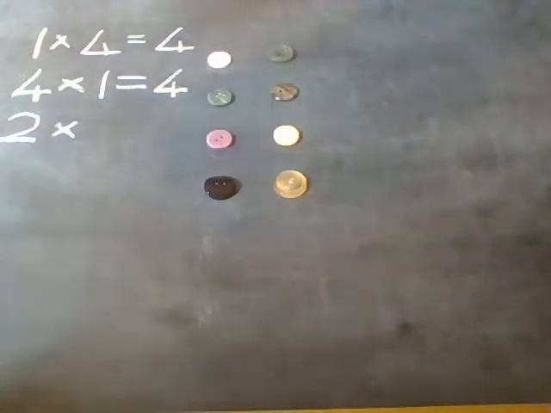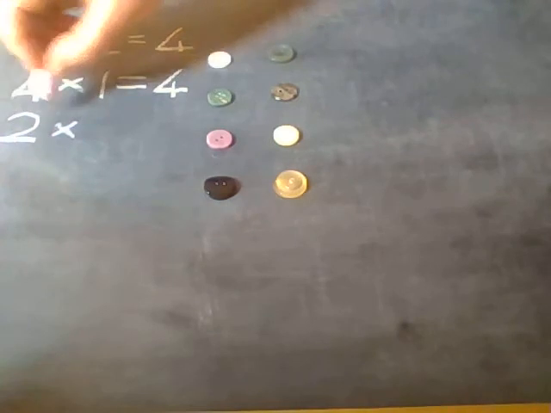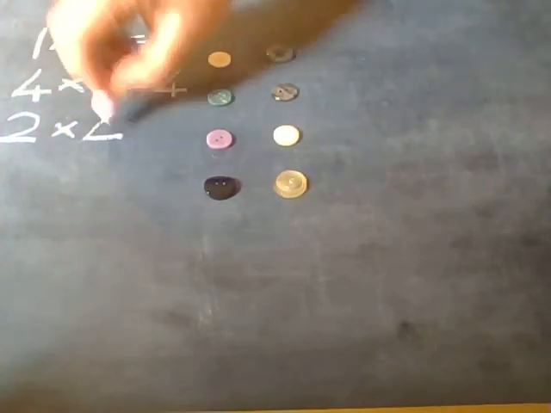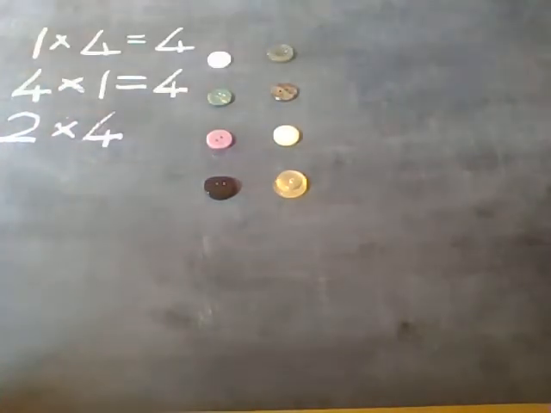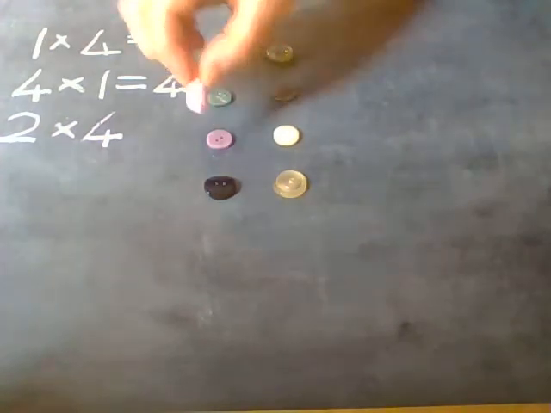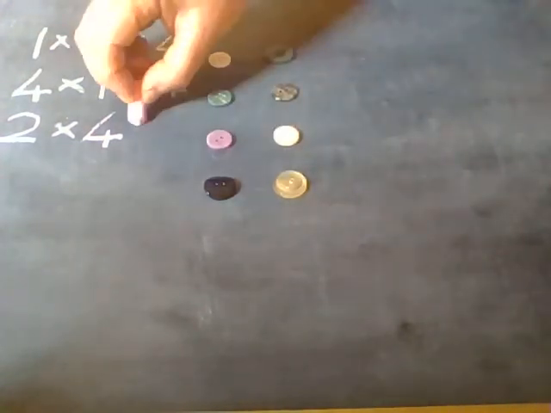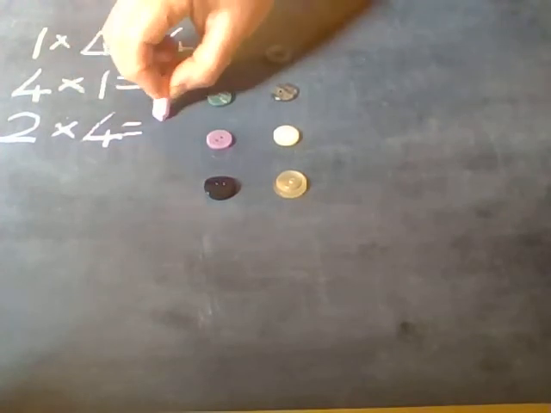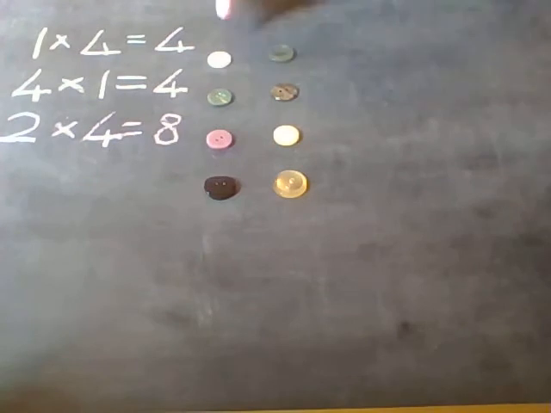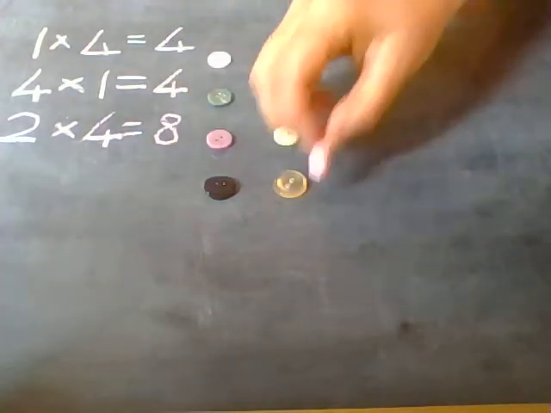So I have 4 buttons in 2 columns. 2 columns times 4 buttons equals how many buttons altogether? Let's see. 1, 2, 3, 4, 5, 6, 7, 8. 8. So I can say 2 times 4 is 8.